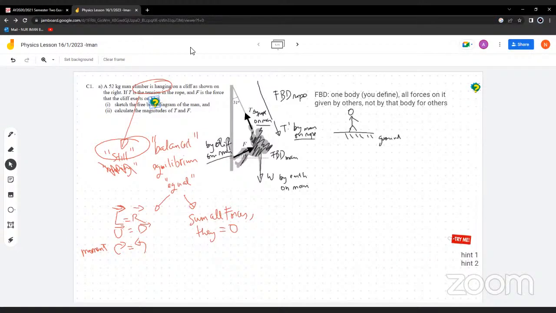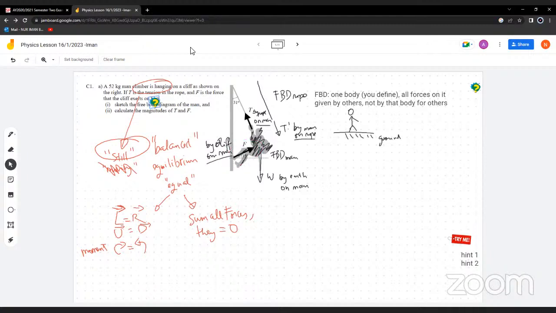Yeah, so all the forces acting on him add up to 0. But individually, they are not 0. Think of it: the force by the rope on the man, is it 0? No. The weight is not 0. The force by the cliff pushing on the man is also not 0. Everything is not 0.